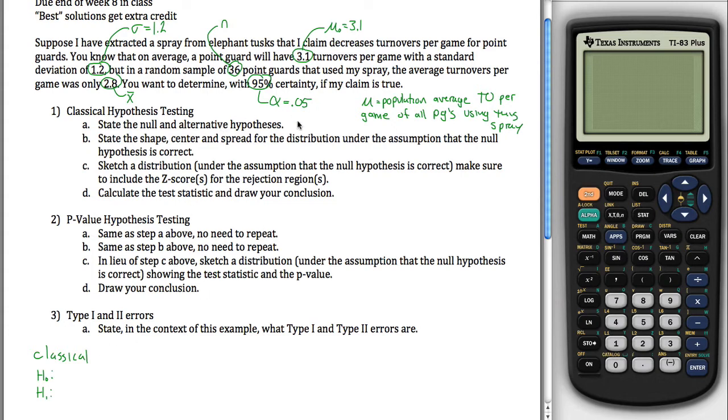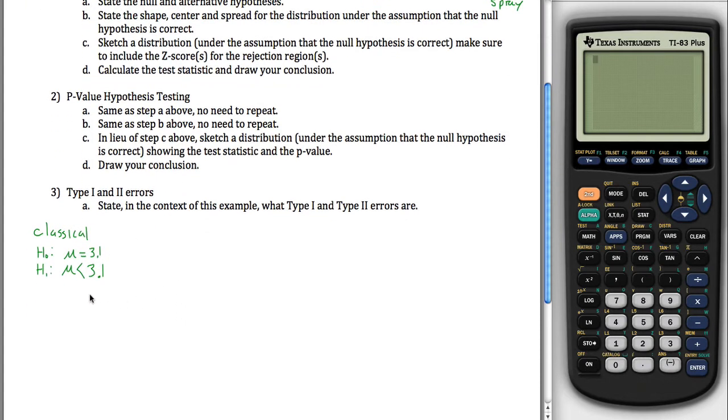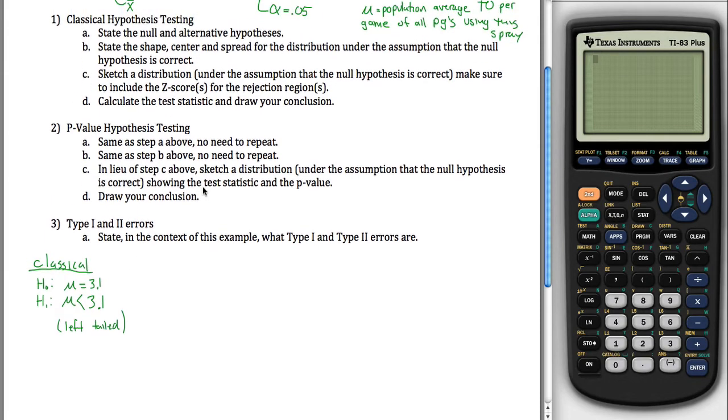And then my claim is that this spray is going to decrease. So I claim that mu, this thing that I'm talking about here, will actually be less than 3.1. And it's going to decrease turnovers per game. Whereas my null hypothesis is that it's the same, that mu is just equal to 3.1. And since I say that mu is less than 3.1 here, what I have is a left-tailed test. So there we go. Under the classical method, here's my null and alternative hypotheses. These are identical for the p-value method, so I won't have to redo this.